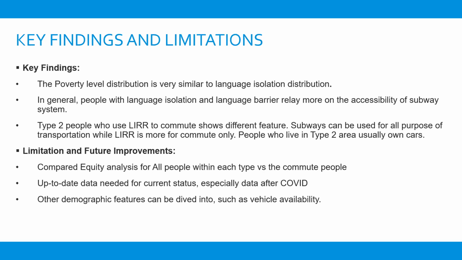And also, I'm very glad to hear that the CTPP data is going to have an updated version, because right now the current version is from 2012 to 2016. And of course, it's before COVID. I think COVID is going to have a large influence on how people travel to work and the way they work. Last but not least, there are other demographic features that can be dived into, not just the equity features that I chose, but also median income, vehicle availability, and things like that.